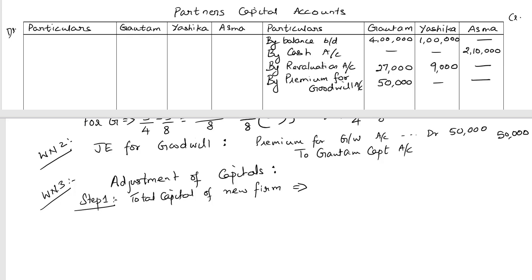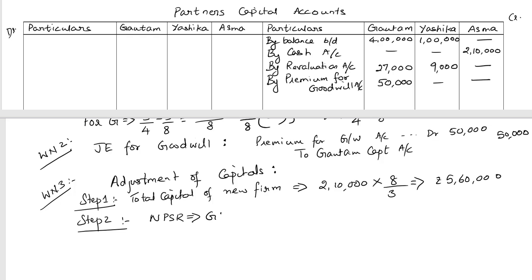Is equal to the capital of Asma, which is 2,10,000 rupees, multiplied by the reciprocal of Asma's share in profit, which is 8 divided by 3. Comes up to 5,60,000 rupees. Step 2, new profit sharing ratio is given between Gautam, Yashika and Asma as 3:2:3.